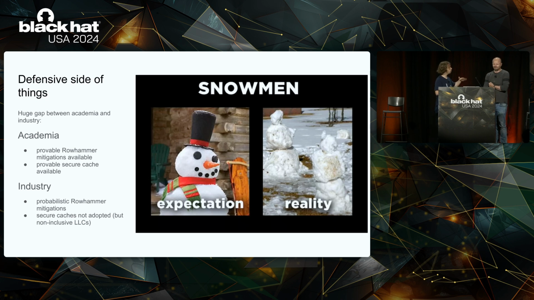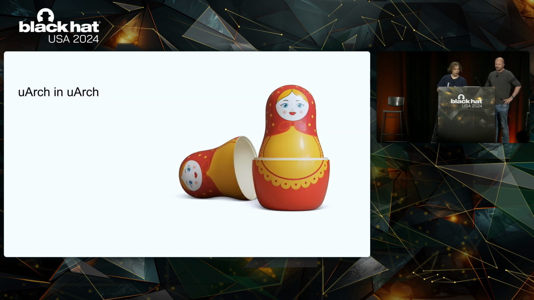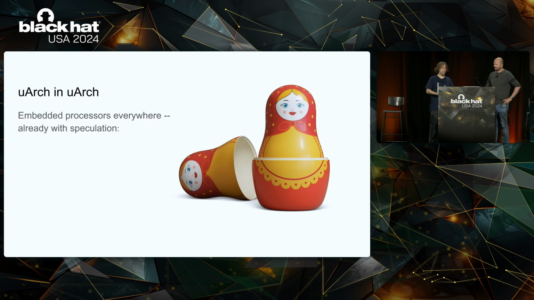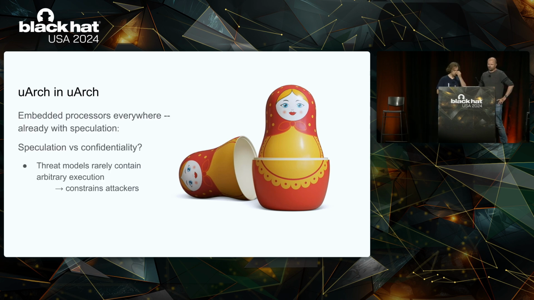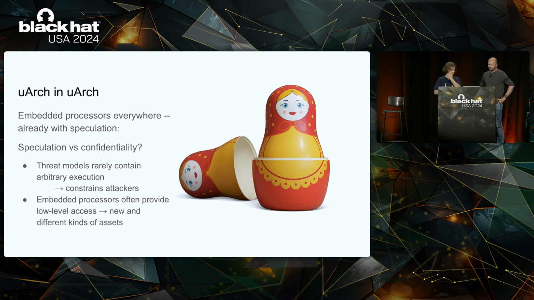There's a big gap between academia and industry, but I think we are running out of time, so I will only briefly touch on that. In academia, we have provable defenses. In industry, sometimes it doesn't look the same way, because maybe they are not that practical. Yeah. And also, we will see microarchitectures in microarchitectures. Modern processors have more embedded processors everywhere, and those processors are getting more and more powerful, including speculation and out-of-order execution. That's going to be a super interesting space to work in, super challenging as well.